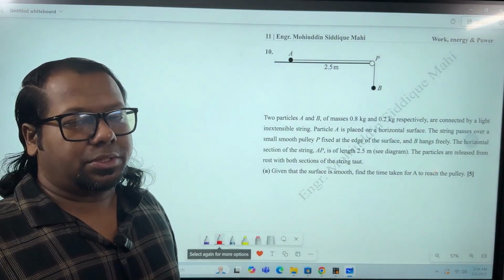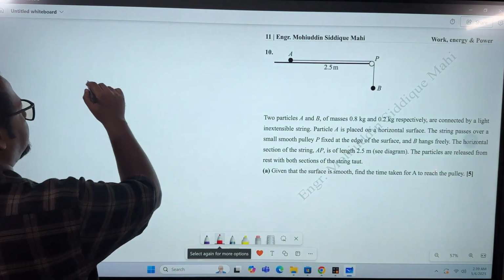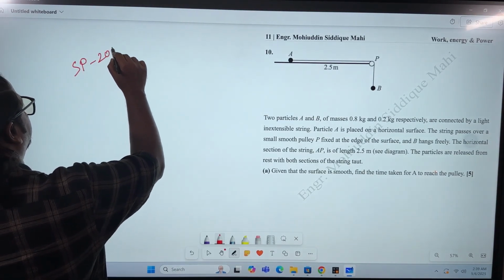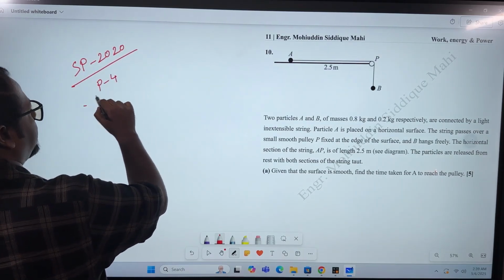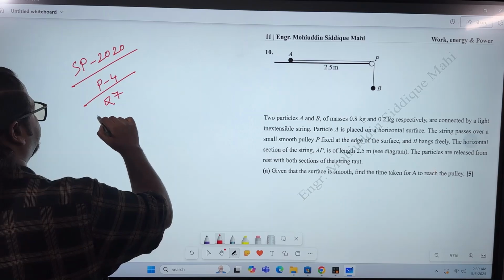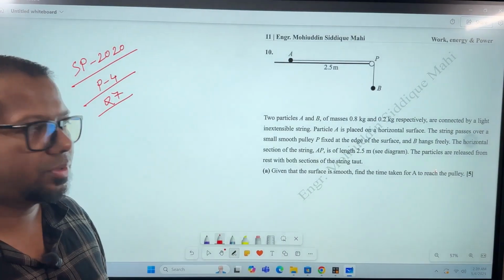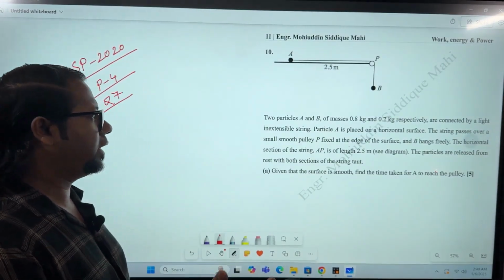Hello dear students, this particular question is taken from specimen paper 2020, Mechanics paper 4, question number 7. The syllabus for 2023 to 25, mechanics, Cambridge AS level or A2 level.